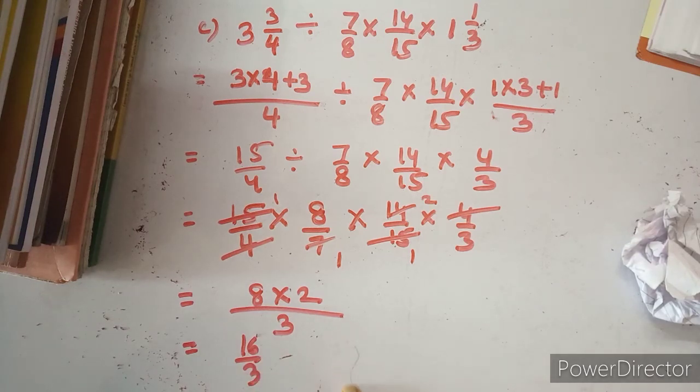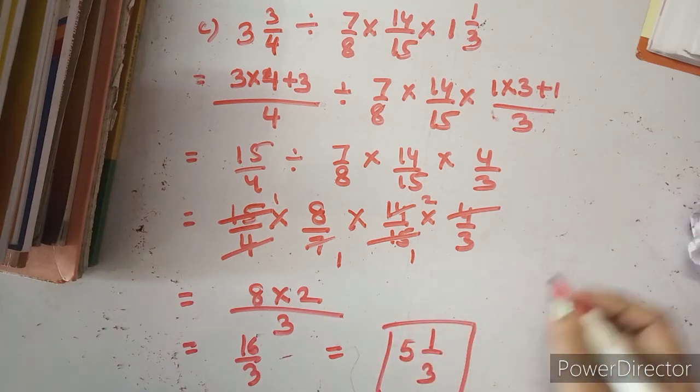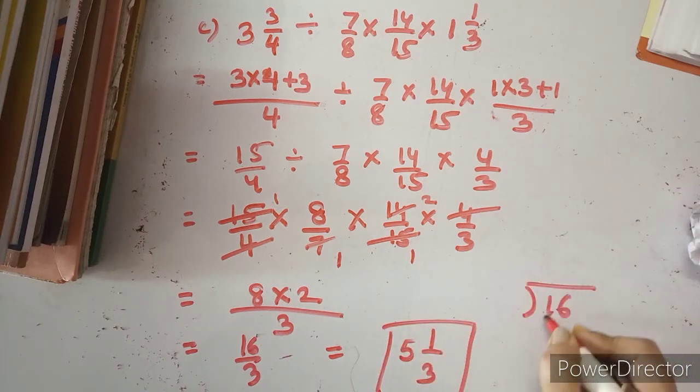So this can be easily converted into your mixed fraction. So you can see it will come as 5 1 by 3. So here you can do the division for that. 3 5s are 15. So you can see 5 1 by 3 is your answer.